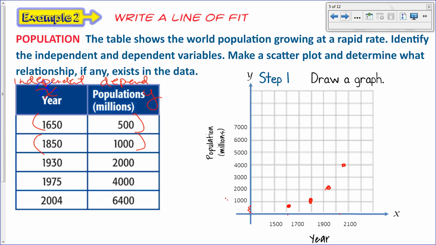Okay, and then 2004, about 6,400, be right in there. Okay? So my line of fit would be where? About right in there. Okay? What year do you think this company probably started? Very good. Look at my graph, over here, right? Okay.